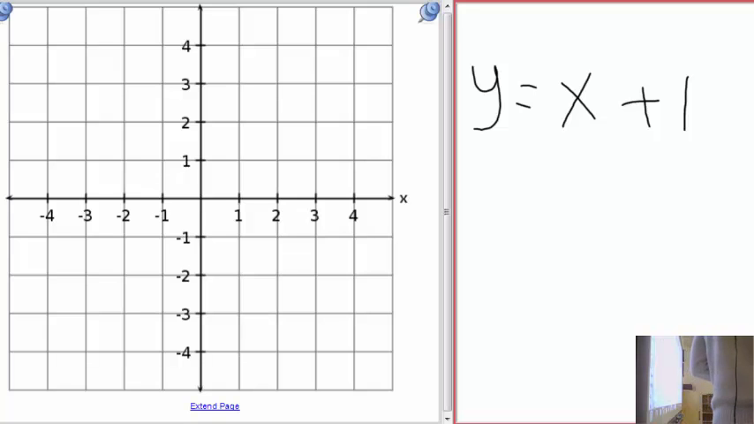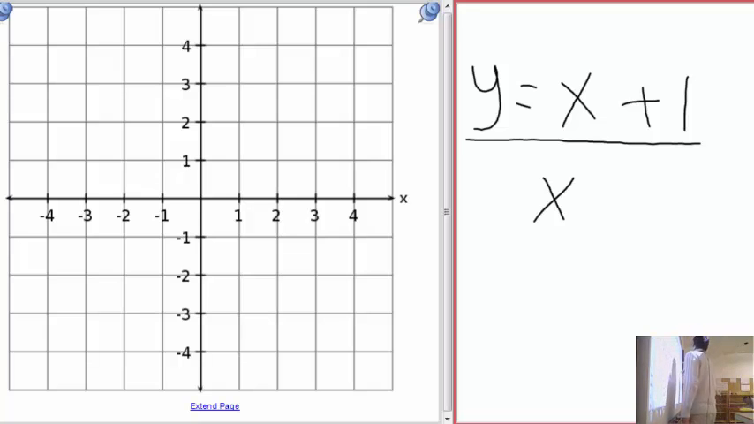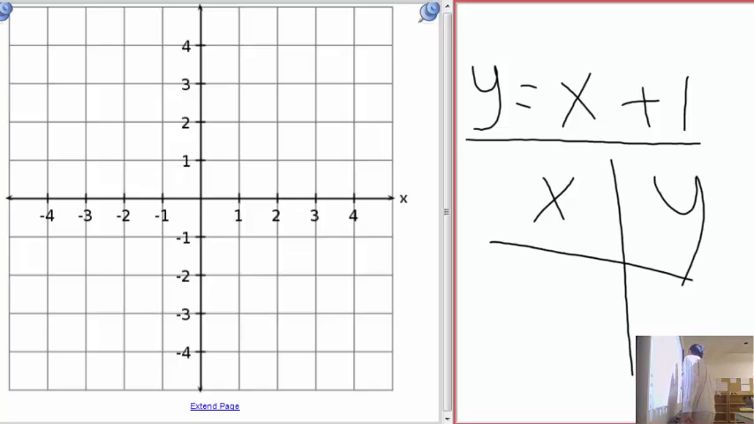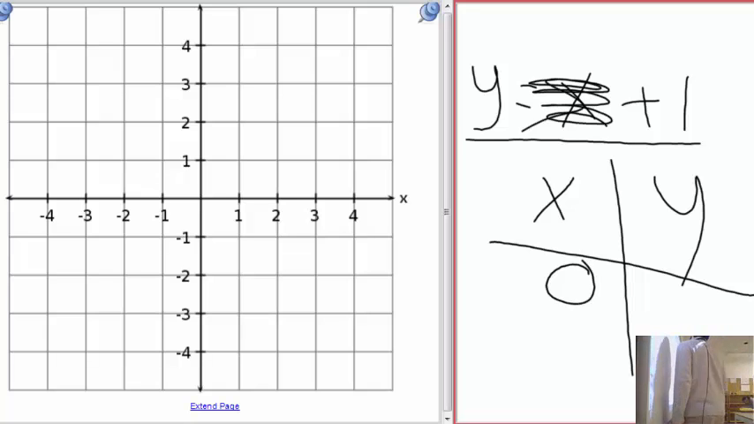For each question, you will have an equation. In my example, I have y equals x plus 1. For each question, you need a table of values: x, y. I like to start with 0. Once you have 0, whatever number you have after x will be your answer.